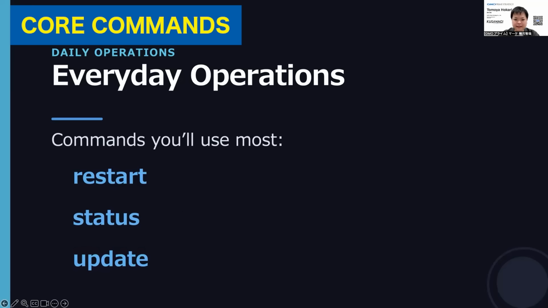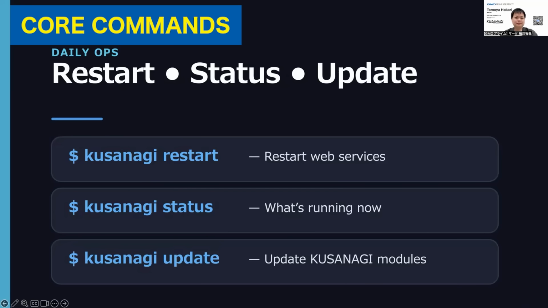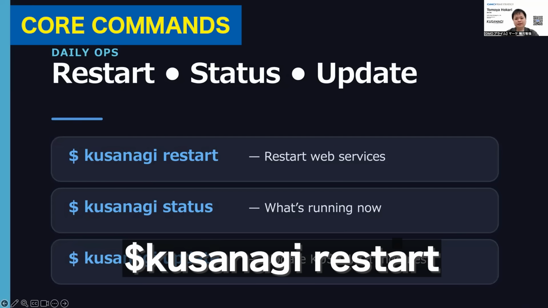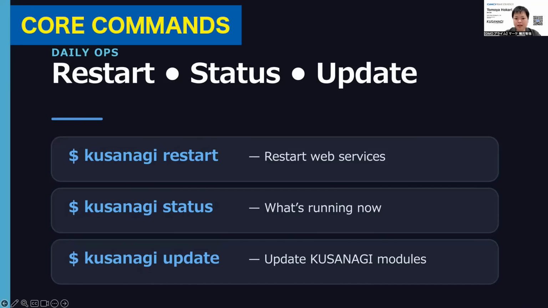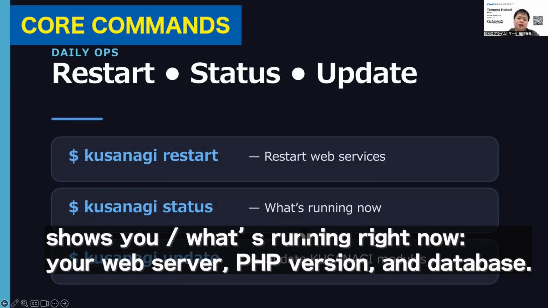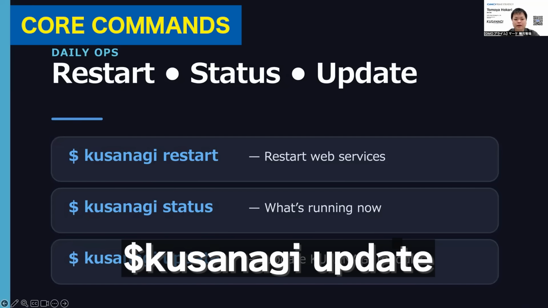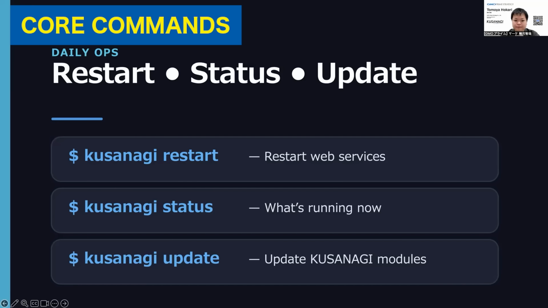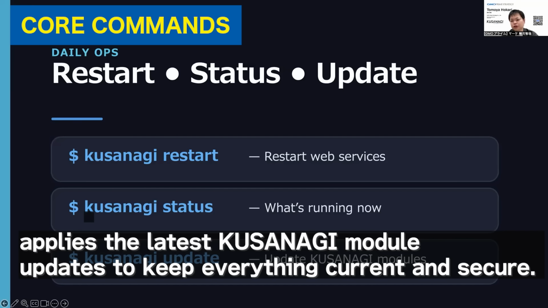Once your site is running, here are the commands you'll use day to day. First is kusanagi restart. It restarts your web services. It's simple, but you'll use it a lot. And next, kusanagi status. It shows you what's running right now: your web server, PHP version, database, and more. And the kusanagi update command applies the latest KUSANAGI module update to keep everything current and secure.